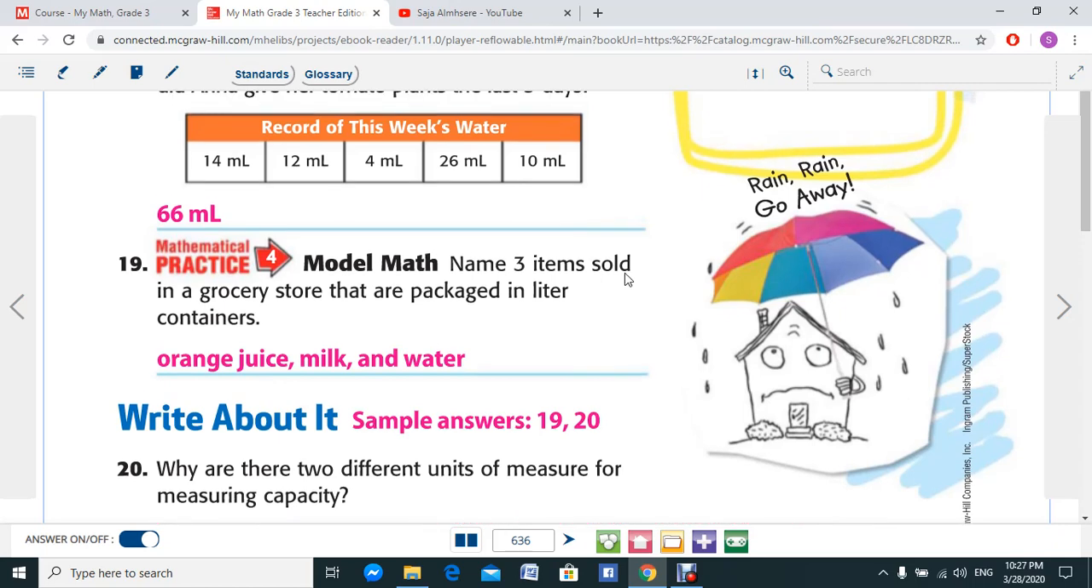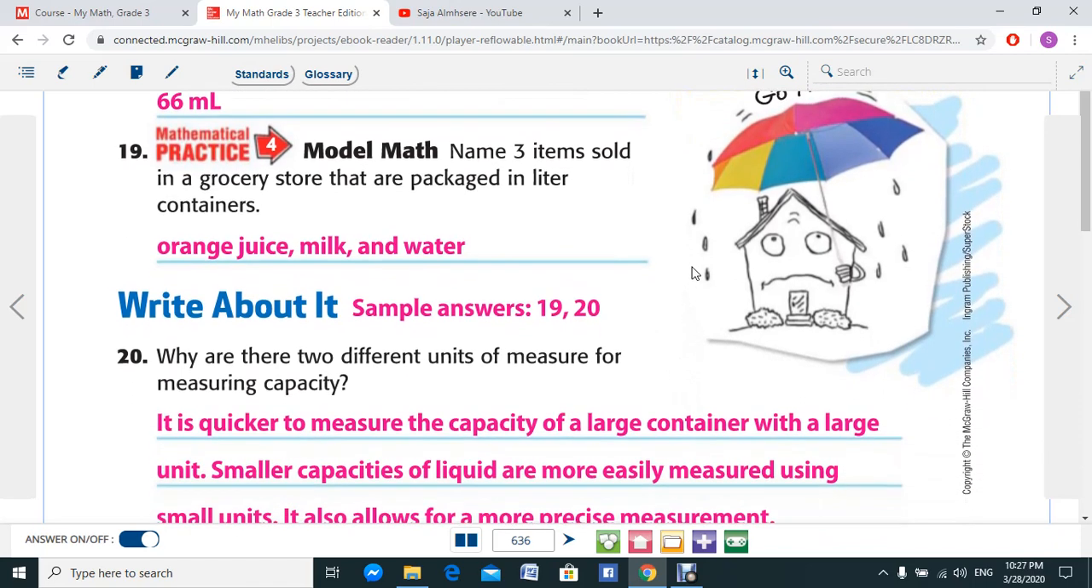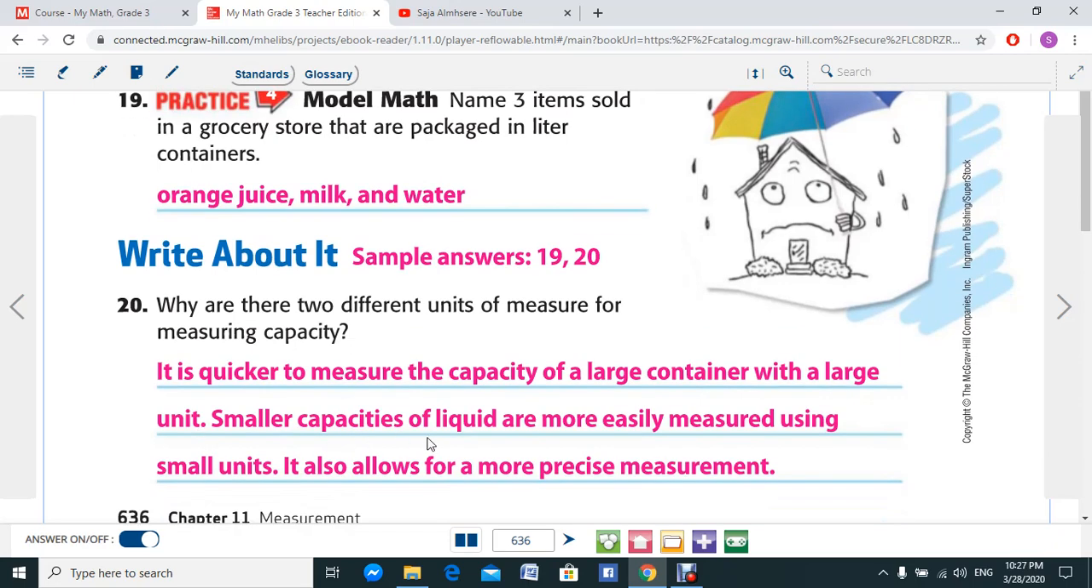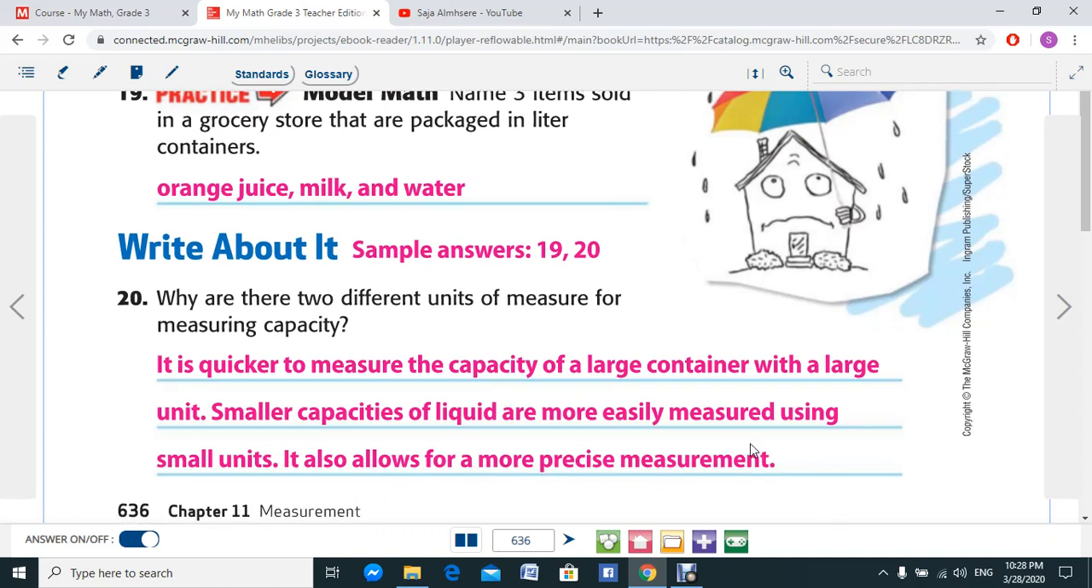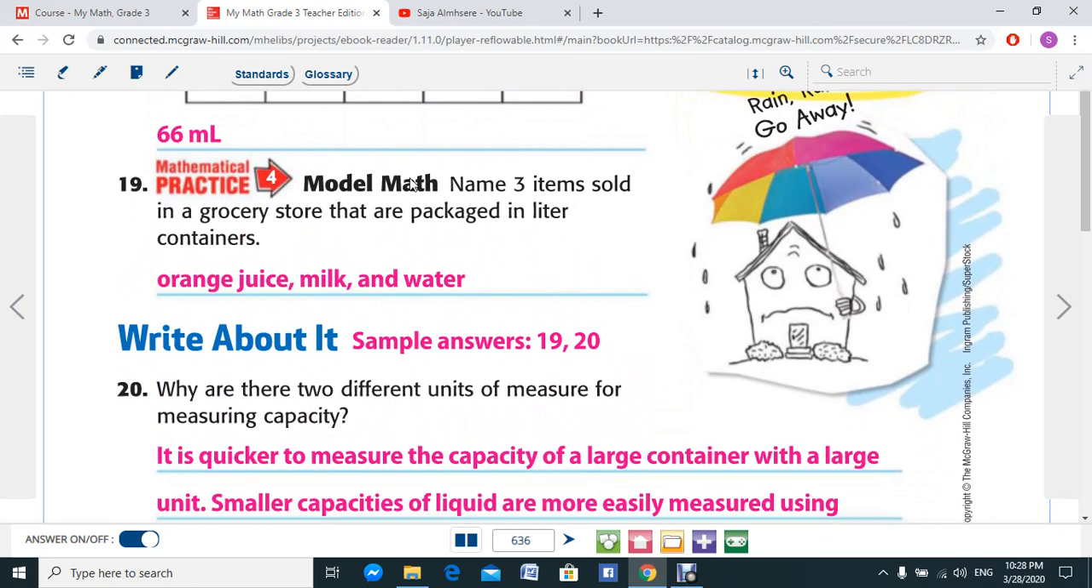Why are there two different units of measure for measuring capacity? Why do we use two different units? Think about it. Because liter is very big for the small items and milliliter is very small for the big items. So it is quicker to measure the capacity of a large container with a large unit. Small capacities of liquid are more easily measured using small units. It also allows for more precise measurements. Okay? Yes, this is the answer. Write it fast. And don't forget to write the answers of questions from 16 to 20.